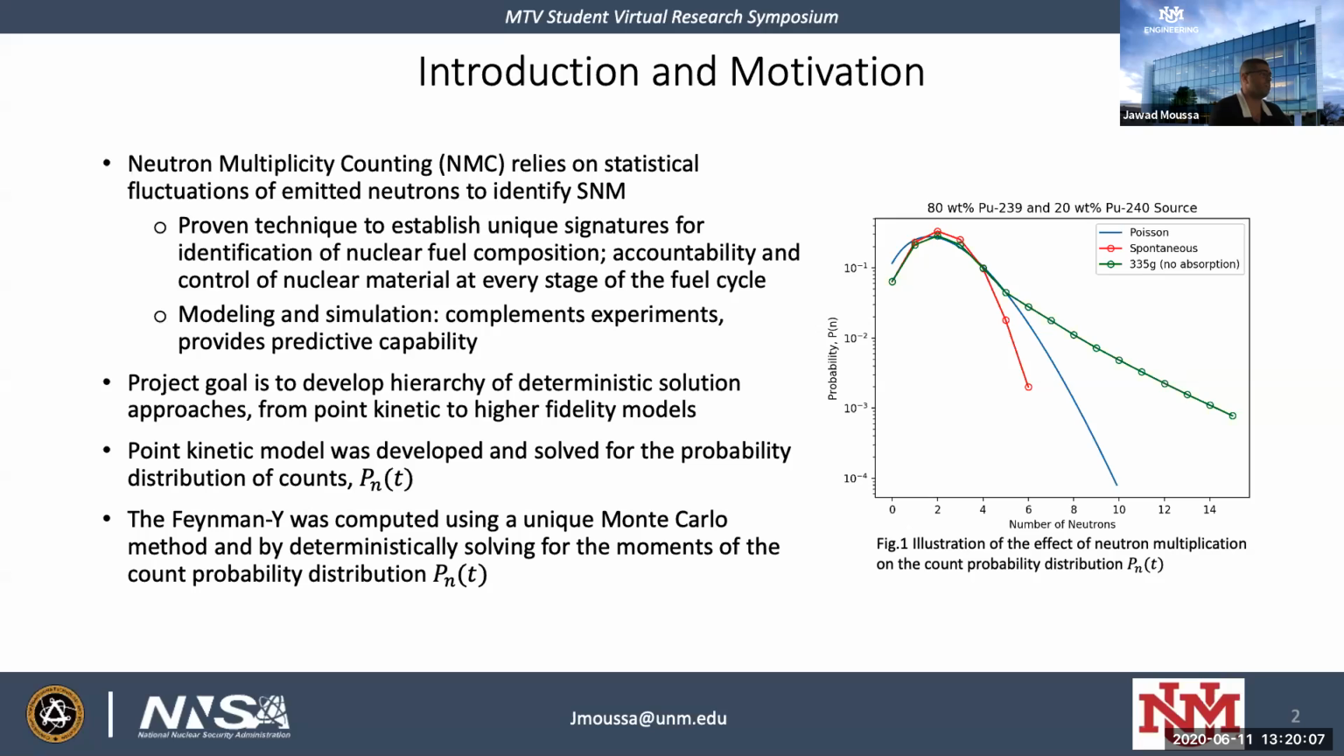So we started off with a point kinetic model, and we developed that to solve for the probability distribution of neutron counts. In particular, the quantity of interest that we focused on was the Feynman-Y, and I'll talk a little more about what that is in a minute. We used Monte Carlo methods and deterministic solutions to achieve that.